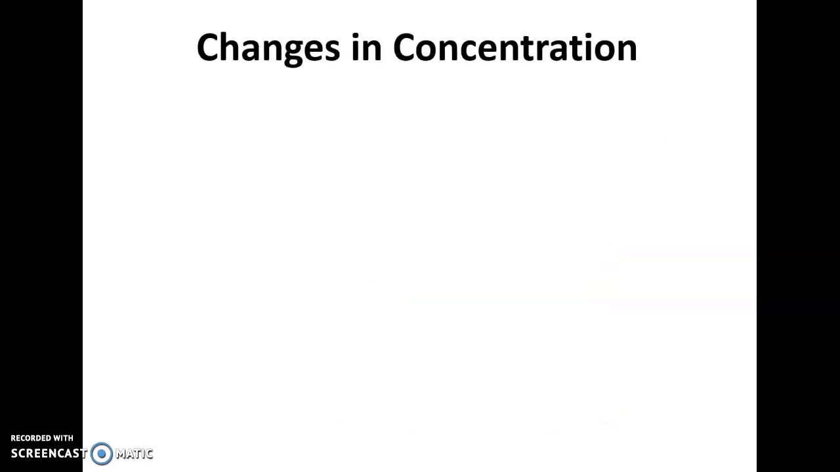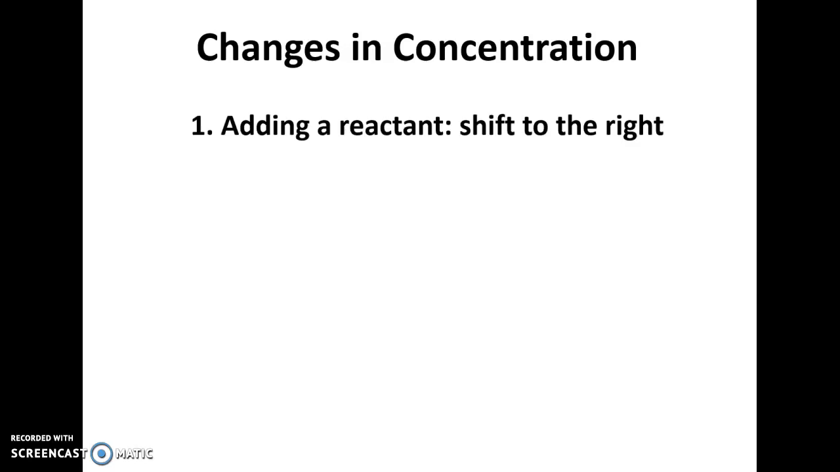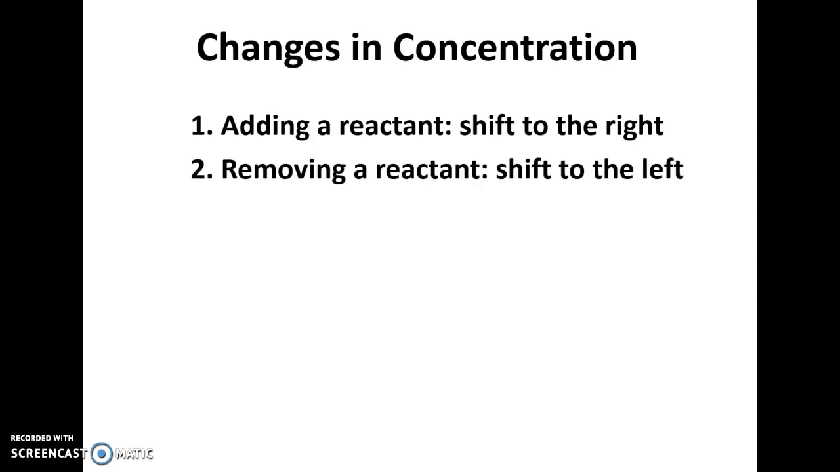So let's look at changes in concentration first. Adding reactants will add to the left side of the equation. So that'll make it not at equilibrium anymore. So it's going to have to shift forward to make products, meaning shifting to the right, shifting forward, shifting to create more products. Removing reactants will do the opposite. It's going to want to make more reactants, so it's going to want to go reverse, go back to the reactant side, shift to the left.